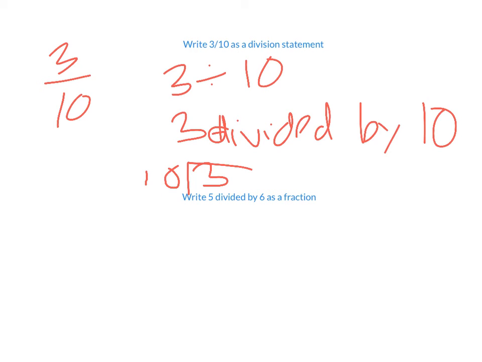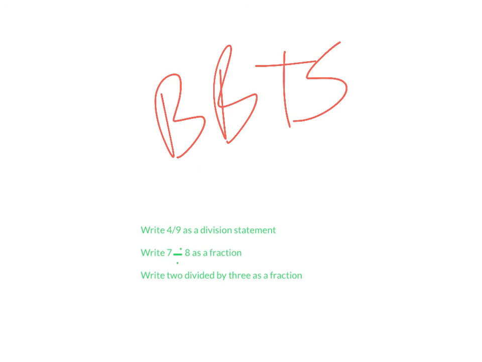My second one says 5 divided by 6 as a fraction, so it would be 5/6. I like to think of my first number as my numerator, my division bar as my fraction bar, and then 6 as my denominator.